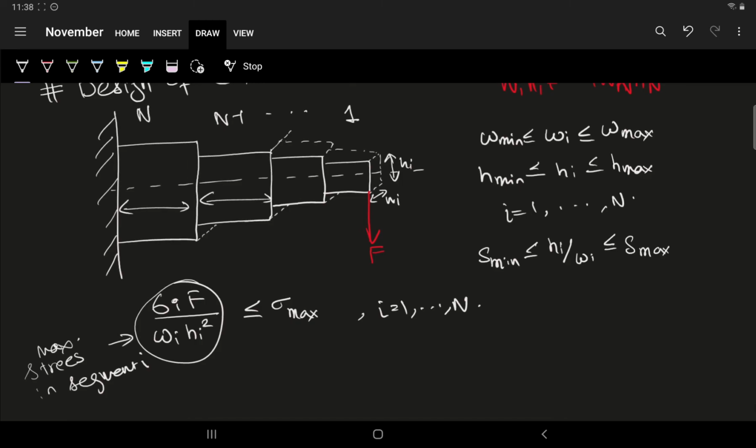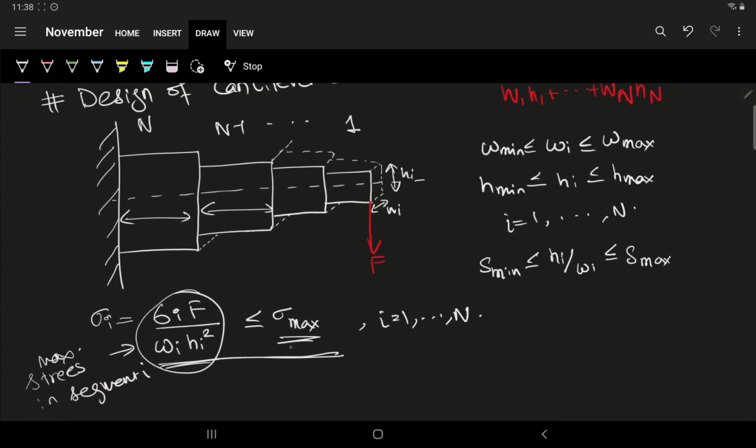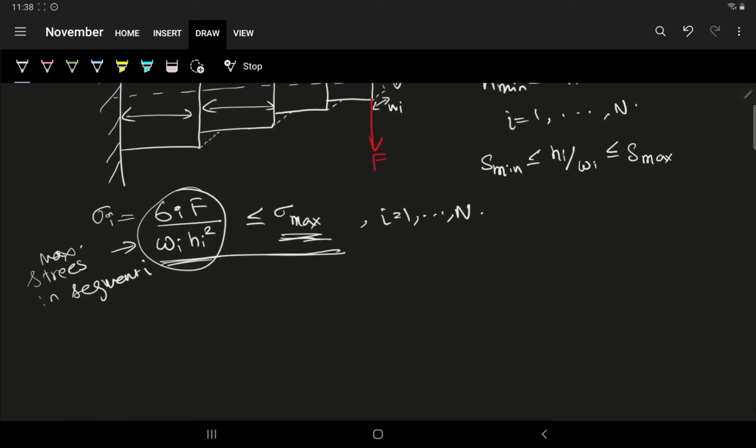So to ensure that the stress does not exceed the maximum allowable value of sigma max anywhere in the beam, we set a maximum of this, and this value is actually equal to sigma i, that is the segment-wise stress. And this segment-wise stress anywhere in the entire cantilever beam should not be greater than sigma max. This is one of the constraints. Another constraint is that of a vertical deflection at the end of the beam.